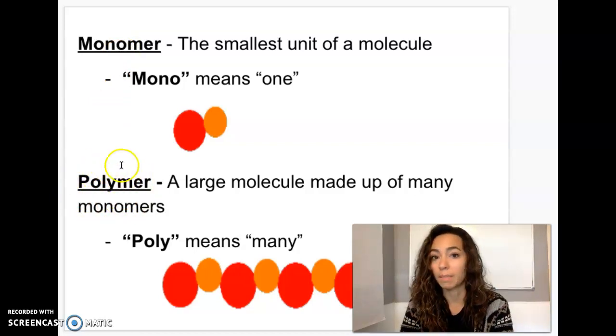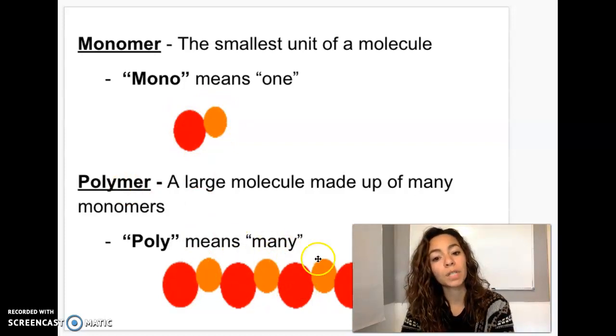Poly means many. So a polymer is a large molecule made up of many monomers. Okay, so we can see here this is one monomer, and when we put a bunch of those monomers together, we get a polymer, or the larger molecule.